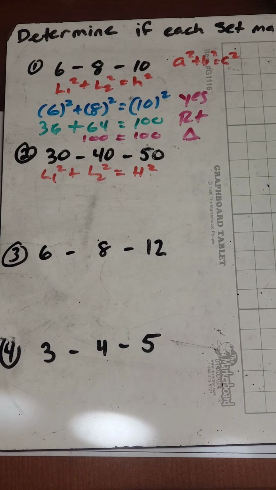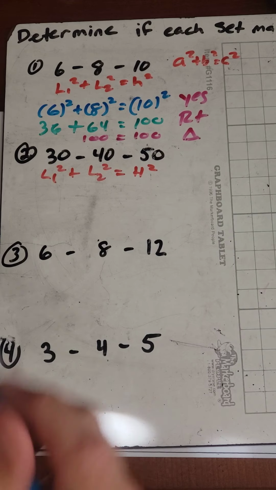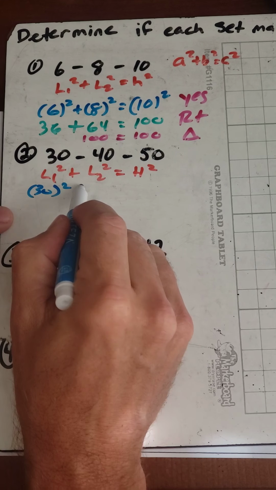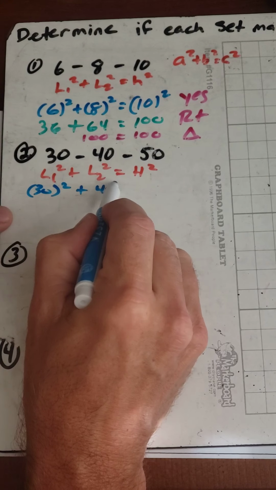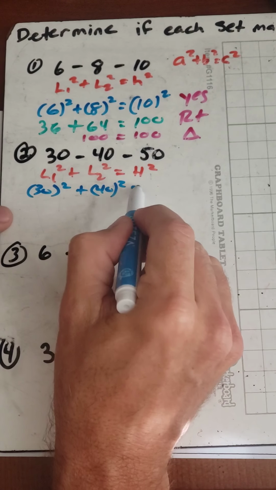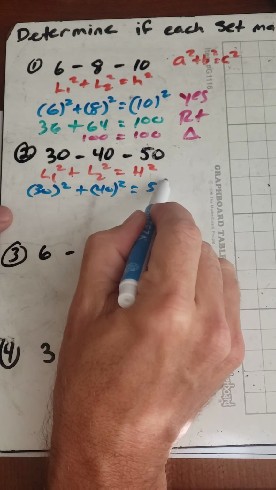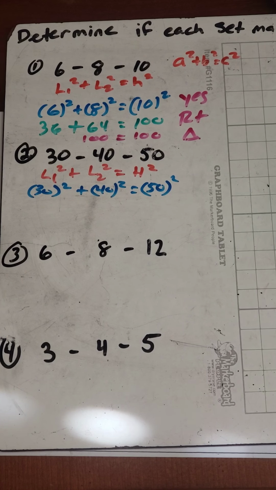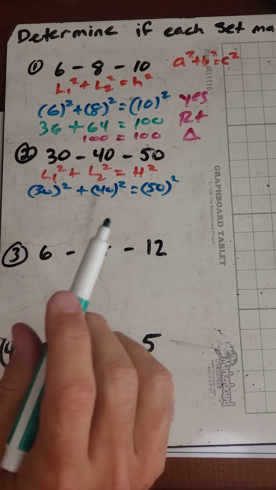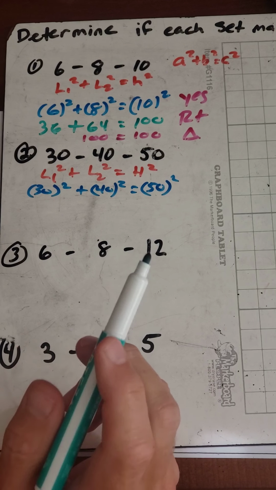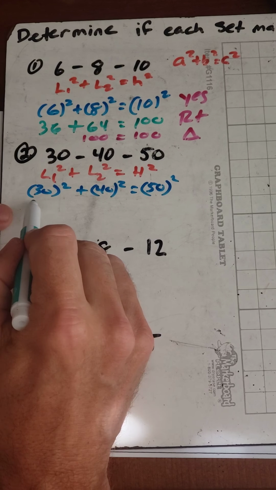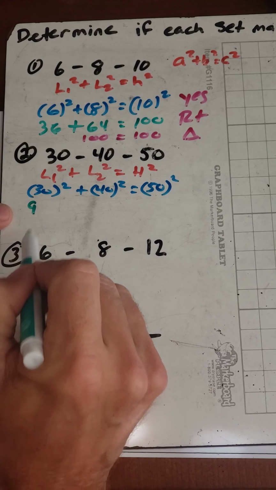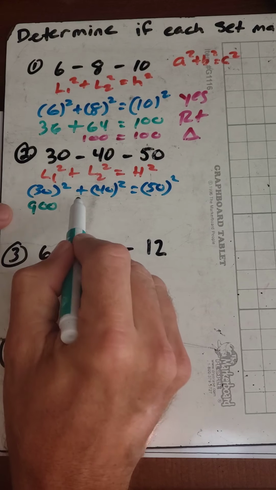Okay, and my L1 is 30 squared, and my L2 is 40 squared, and my hypotenuse is 50 squared. All right, so 30 squared, and you go, oh, I can't do that in my head. Sure we can. It's just going to be 3 times 3, right? And then you double the zeros, so that's 900.